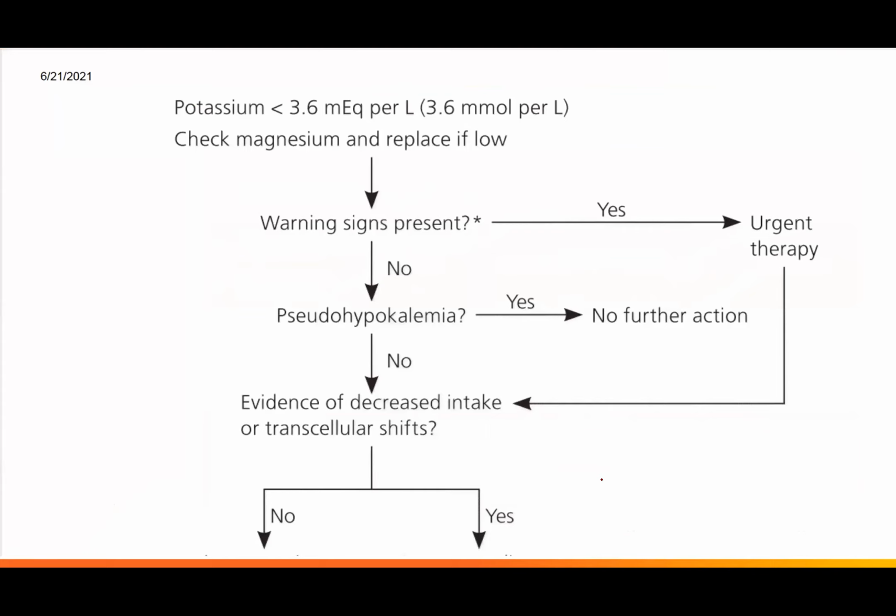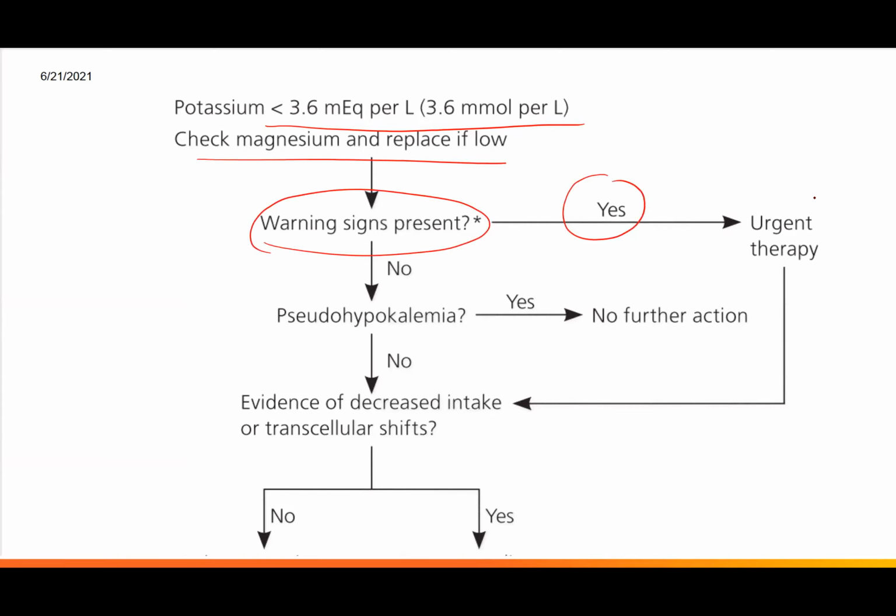Then I will just go through quickly the algorithm because I have to stop somewhere here. If potassium is 3.6 or less, or 3.5, check magnesium, replace immediately, first step. Then, are the warning signs present? Yes, there is urgent therapy. And then that is probably evidence of transcellular shift. If there are no warning signs, is it pseudohypokalemia? That means you don't require to do anything.